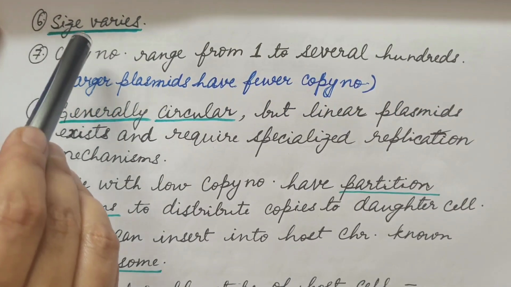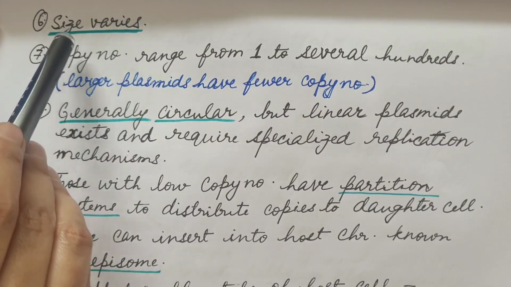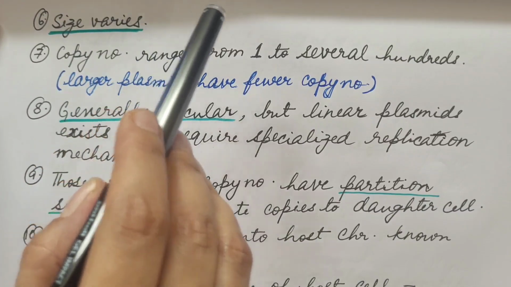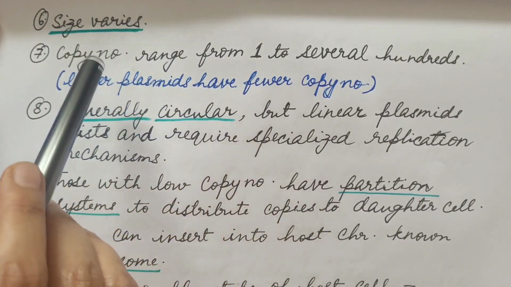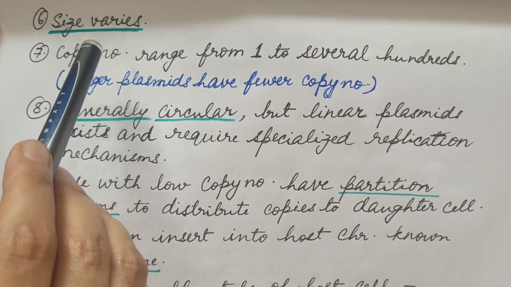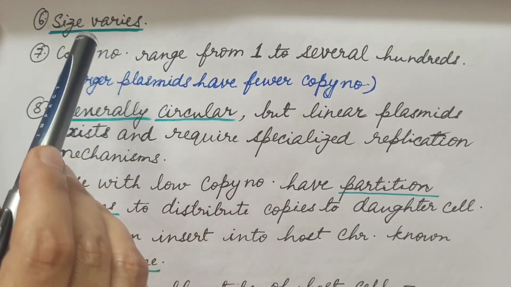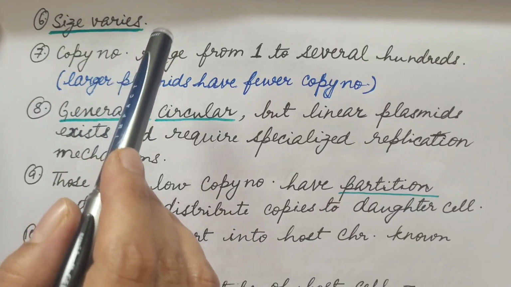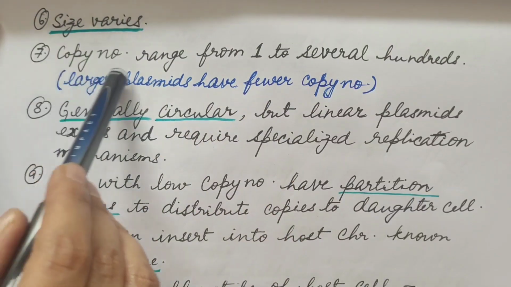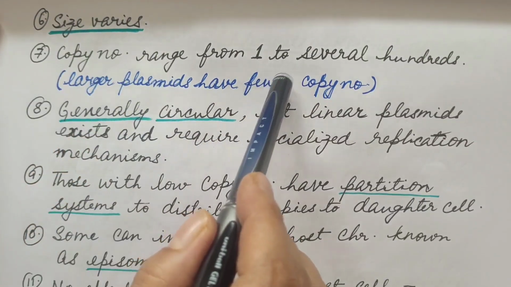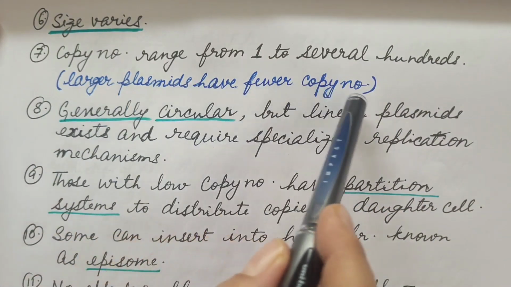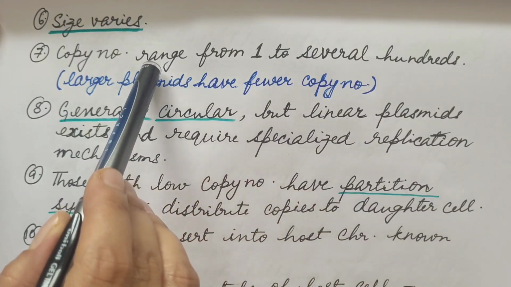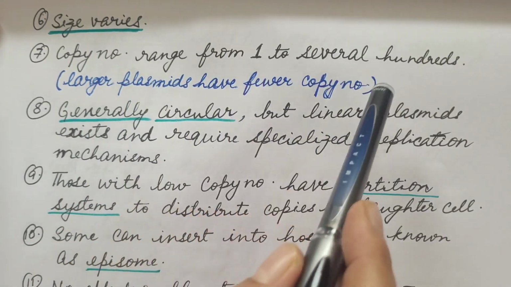If we talk about size of the plasmid, their size varies. It has wide range of size which ranges from 1 to 400 kilobase pair and in some cases around 2 megabase pair. So this size varies from mini plasmids to megaplasmids. Copy number. The copy number range from 1 to several hundreds. Larger plasmids have fewer copy number, but smaller plasmids have higher copy number.